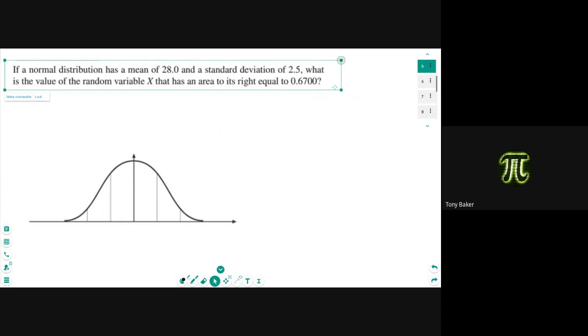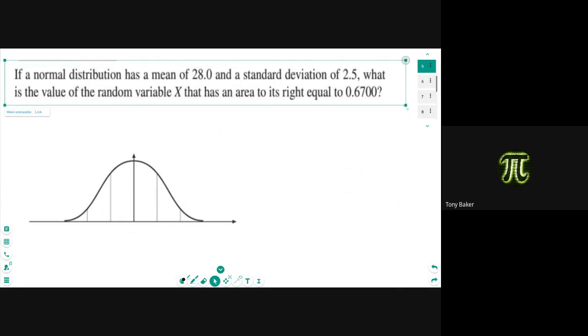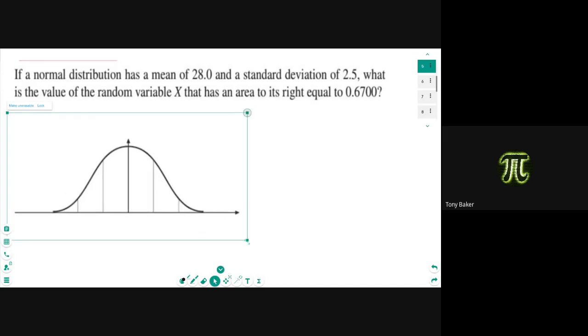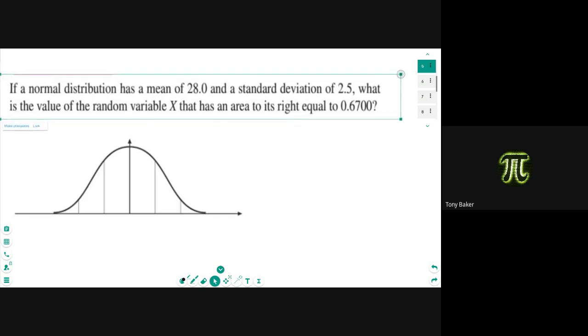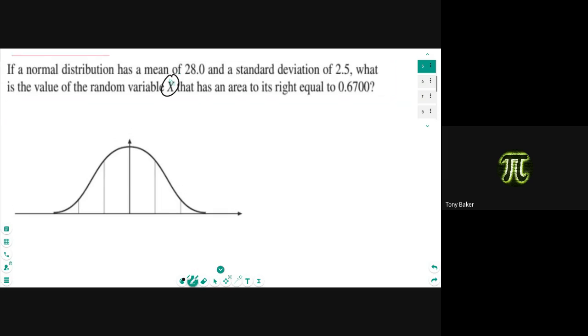So this one, we kind of did one similar to this in class on Monday, but it's always good to refresh our memory on some of these. This is going backwards. We want to know what the variable x is. So in this case, I don't know x. I'm looking for x. But I know my mean is 28. I know my standard deviation is 2.5. And we're going to have to find my z to go backwards and find the x.